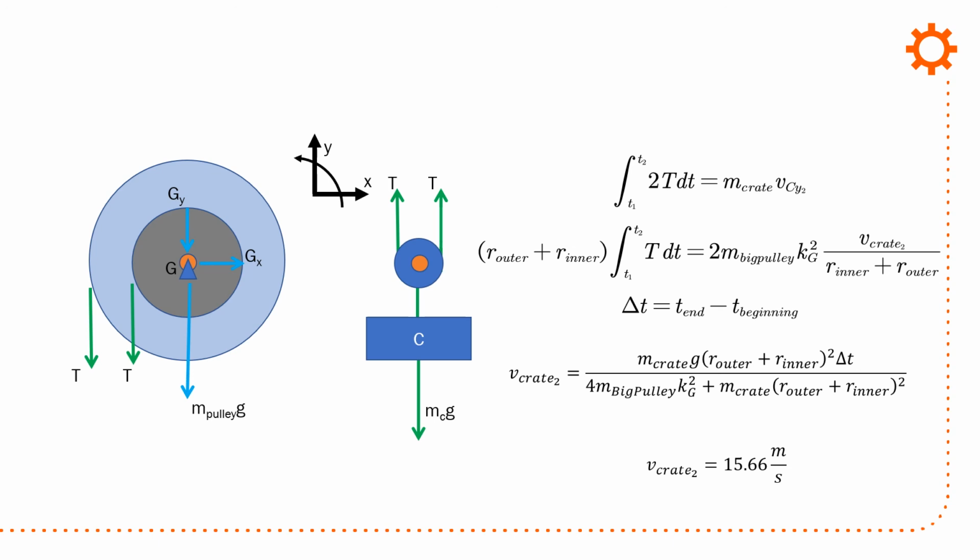Now delta t is the end minus the beginning, so that's given. So if I substitute in terms, the mass of the crate, g, R outer, R inner, quantity squared, delta t, for mass of pulley, k_G squared, mass of the crate, R outer, R inner, I'll get the second velocity of the crate is 15.66 meters per second. This is a hard problem. And in fact, when I did the first video, I copied this relationship to the second line because I just wanted to copy things quickly, and I forgot to remove a g.